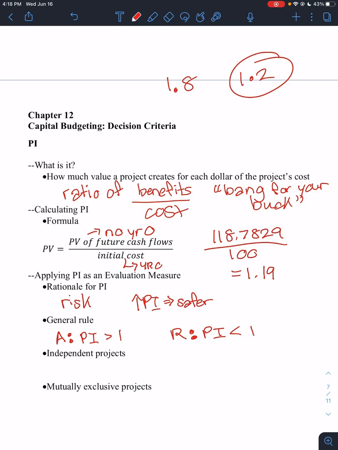So we always want higher values, of course. It just means it's safer. And then I'm generating even more profits for the cost that I'm investing into the project. So, of course, for independent projects, it doesn't matter. Take as many as you want as long as profitability index is greater than 1. For mutually exclusive, it should agree with NPV, right? Because again, we're using time value of money here, right? This is the exact same information that we use to calculate NPV. And so you shouldn't have conflicts for mutually exclusive projects with NPV, so it shouldn't be a problem.